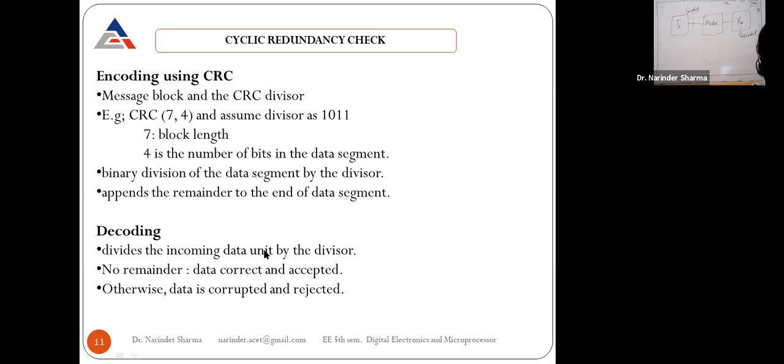Incoming data has to be divided by the divisor. If there is 0 remainder, then data is correct and accepted. If some remainder is there, it means data is corrupted and rejected.